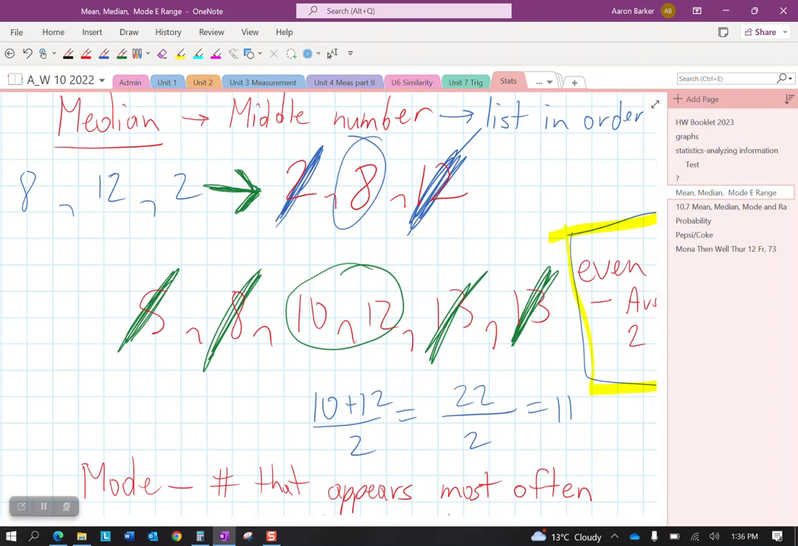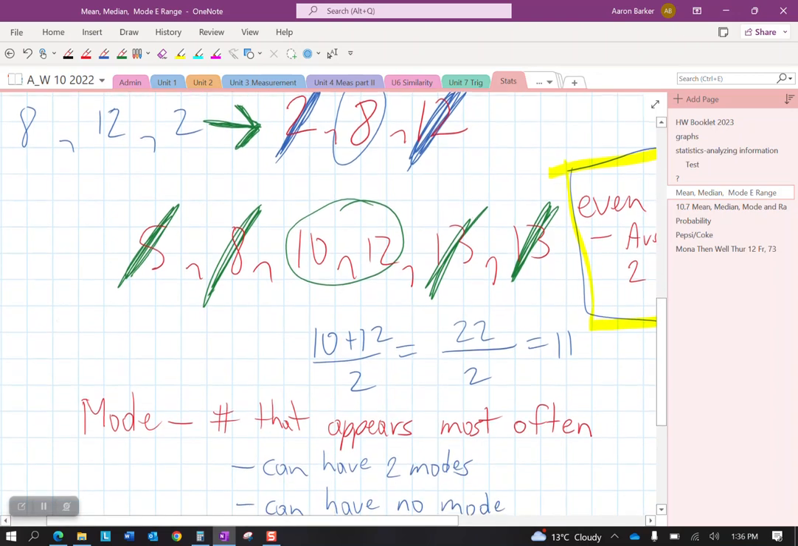So mode, the number that appears most often. Mode's a little tricky, because sometimes all the numbers appear once. Sometimes you have more than one mode. You can have 2 or 3 modes. Okay? So that's a little bit tricky.